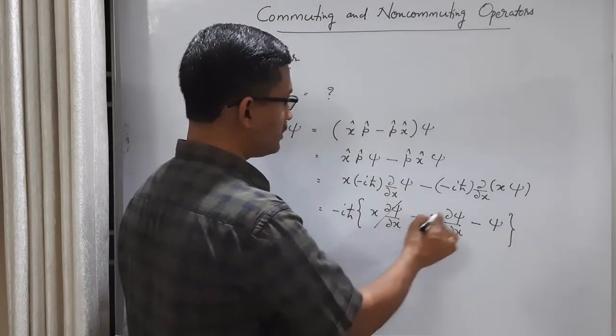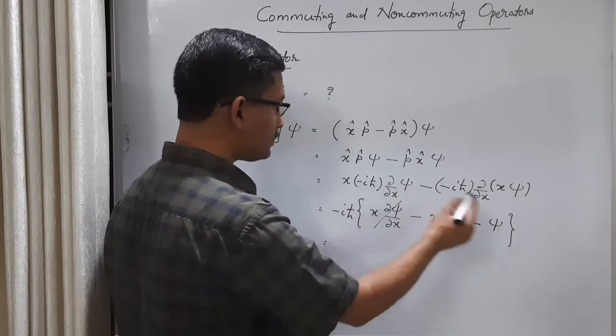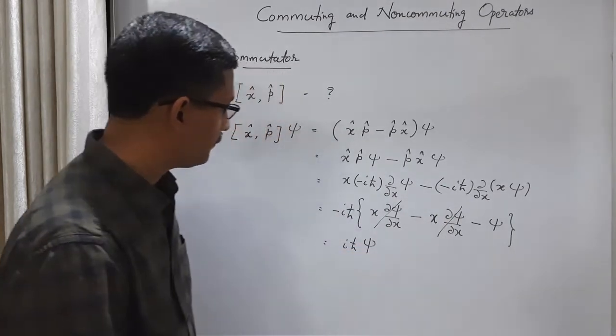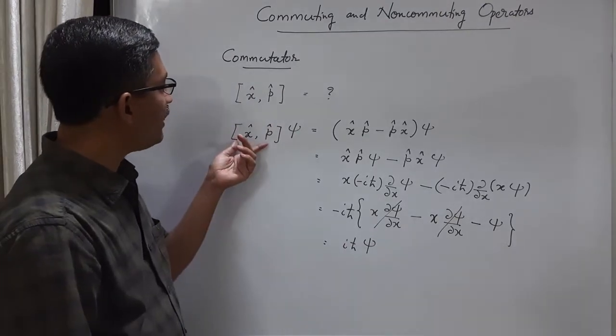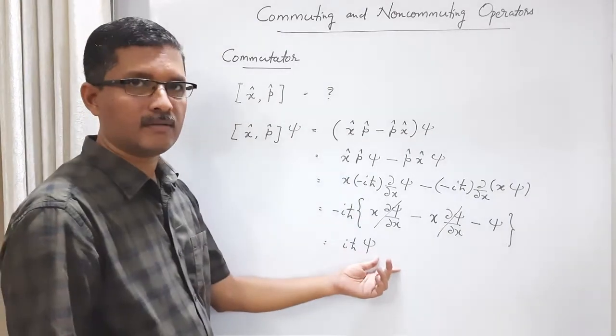So this term and this term will cancel. We get minus i here. So minus iħ into minus i is iħ times psi. So this commutator xp acting on psi is iħ times psi.